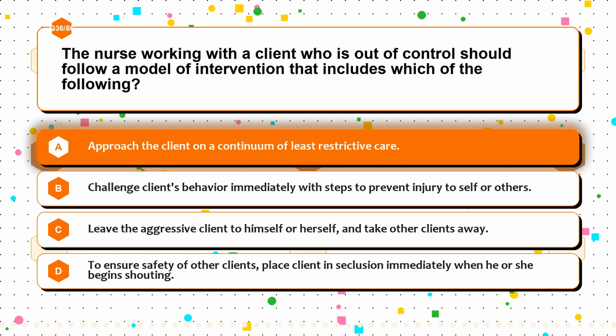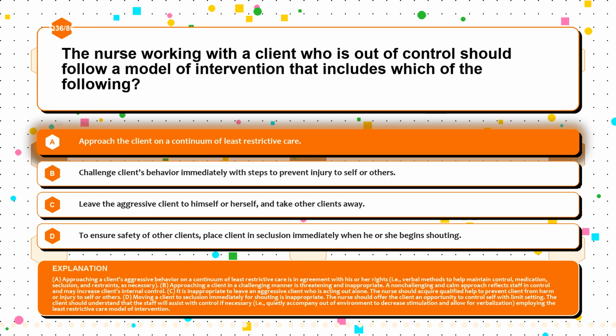The correct answer is option A. Approach the client on a continuum of least restrictive care. Approaching a client's aggressive behavior on a continuum of least restrictive care is in agreement with his or her rights, i.e., verbal methods to help maintain control, medication, seclusion, and restraints as necessary. B. Approaching a client in a challenging manner is threatening and inappropriate. A non-challenging and calm approach reflects staff self-control and may increase the client's internal control.